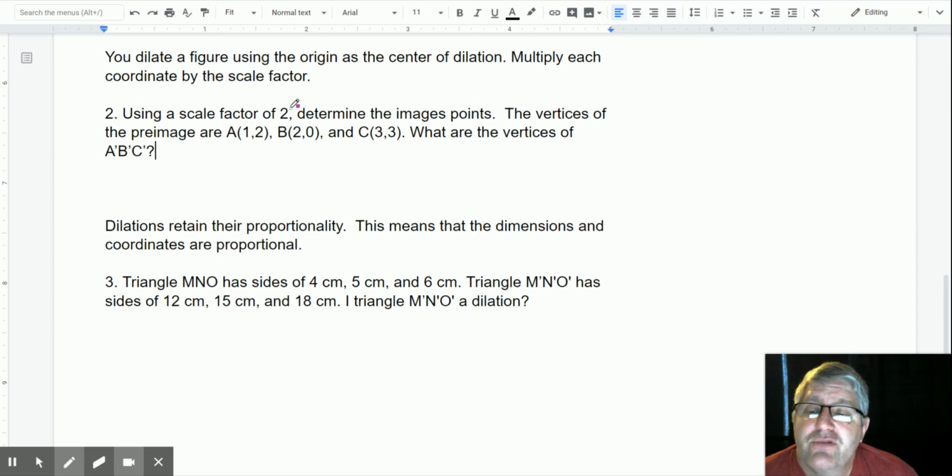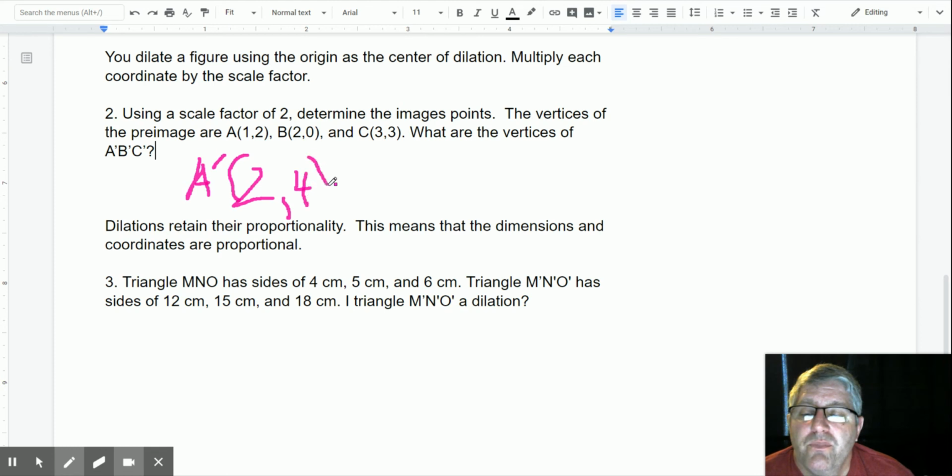So let's look here. I got a scale factor of 2. Most of your scale factors are going to be small numbers like 2, 3, or 4. I determine the image points. So the vertices of the pre-image are A is 1, comma 2. B is 2 comma 0, and C is 3 comma 3. Those are the vertices of A apostrophe, B apostrophe, C apostrophe. Well, A apostrophe, all I'm going to do is multiply the coordinates by 2. So 2 times 1 is 2. 2 times 2 is 4. That's A apostrophe. Now I go to B apostrophe.